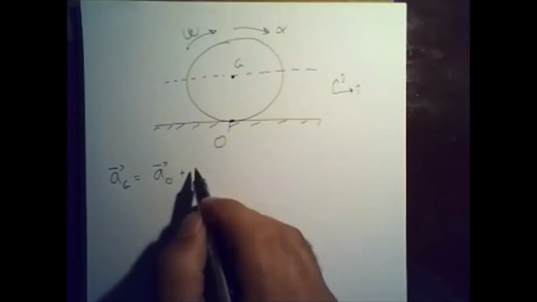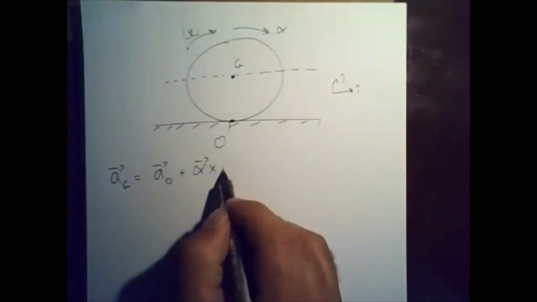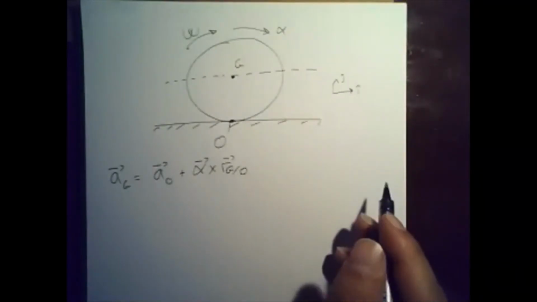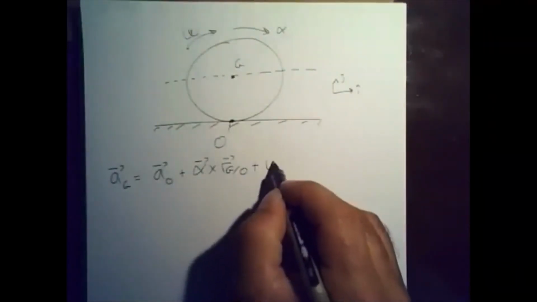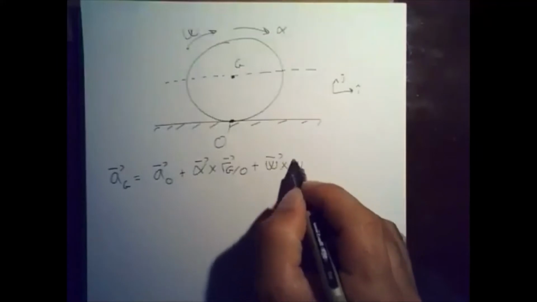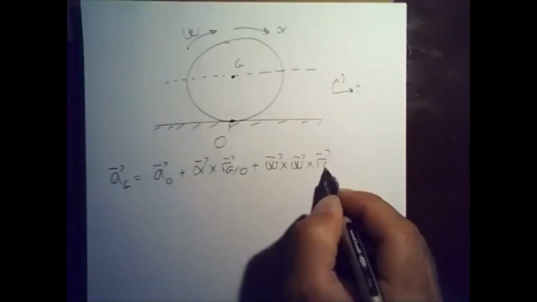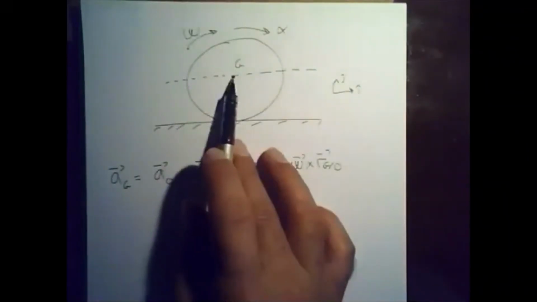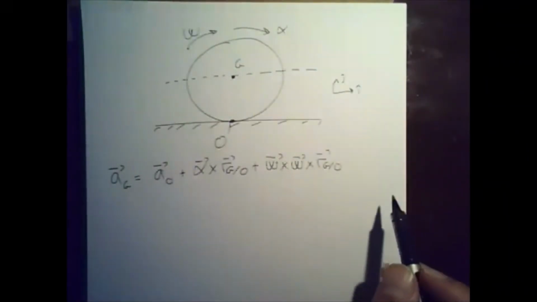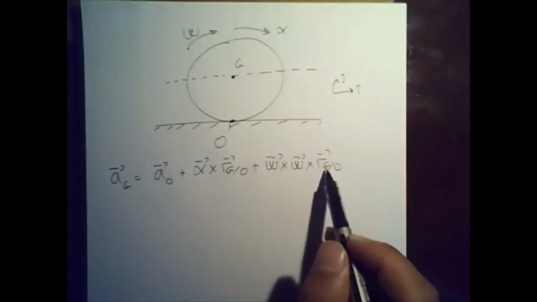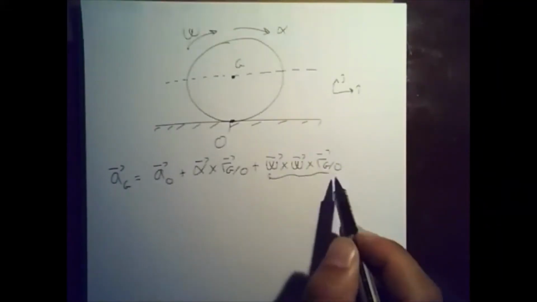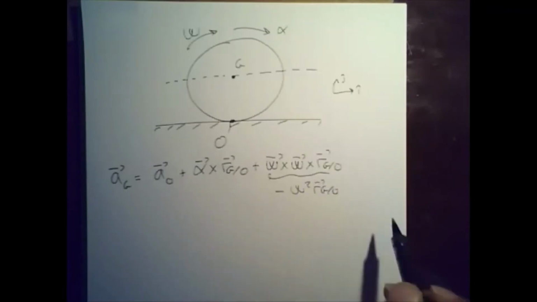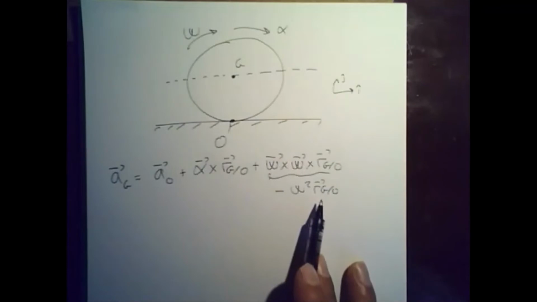Alpha cross RJO, G with respect to O, plus omega cross omega cross RJO. Okay, very good. The last two terms we're not going to use, because point G here is not moving or accelerating. In the case of a rigid body where point G is not moving, I can always replace this by minus omega squared RGO. This is equivalent to that.